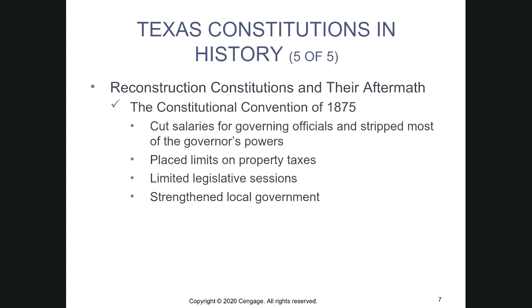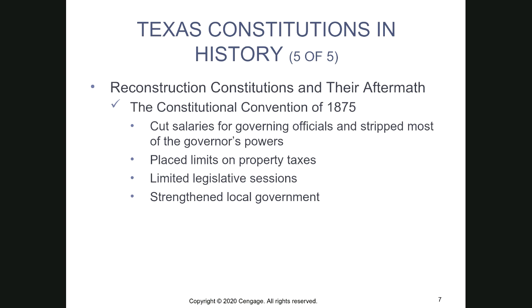So we needed to go in and we needed to make some reforms, which results in the Constitutional Convention of 1875. So here we go in and we cut salaries for governing officials, and we stripped most of the governor's power away. So while the governor had all of this power previously under the Constitution of 1869, now we see some restrictions being put on his power. We're also going to go in and place limits on property taxes because, remember, that was a big sticking point in the last Constitution. And we're going to limit our legislative sessions again. So instead of having the legislature convene once every year, we're going to go back to the biennial legislative sessions. We're going to have our legislature meet once every 2 years.